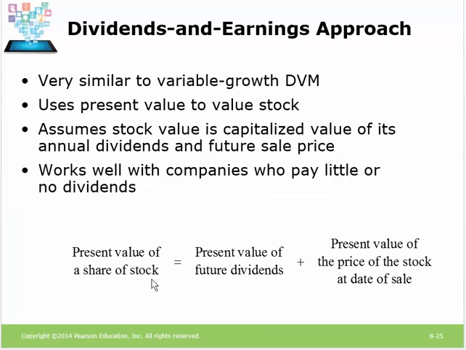There's another form of technique that we could use. It's called the dividend and earnings approach. It's similar to the variable growth stock. We're going to use present value. We're going to assume that the stock value is the capitalized value of all of its annual dividends and its future sale price. But the thing that's nice for this is it's going to work for companies that pay very little or no dividends. So the present value of a share of stock is the present value of future dividends and the present value of the stock at a date and time.